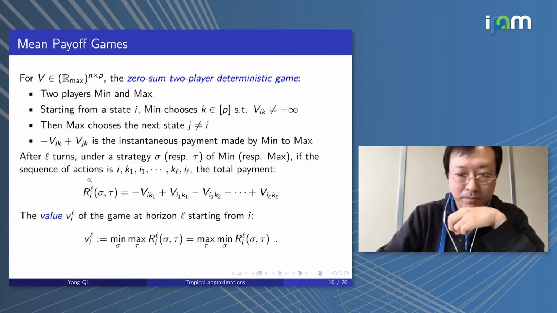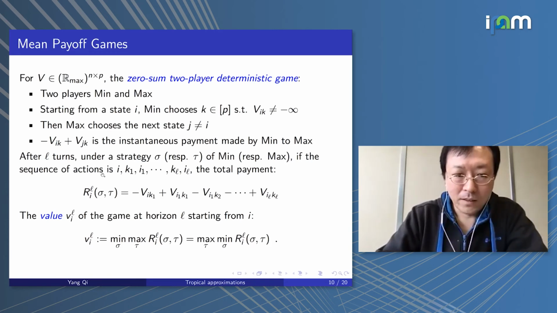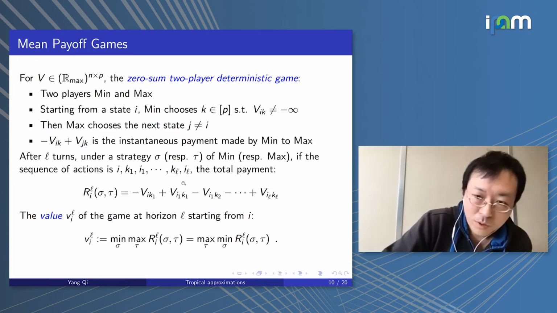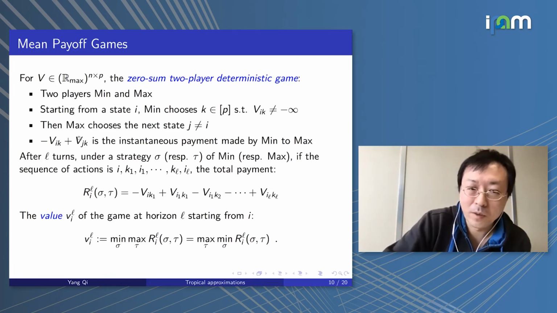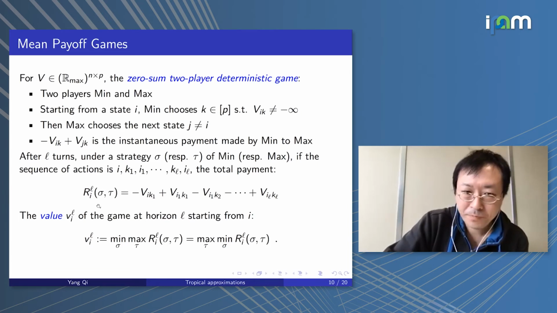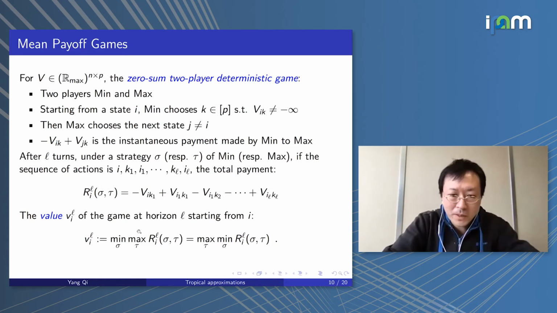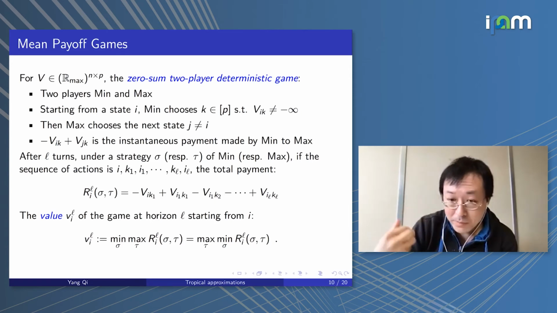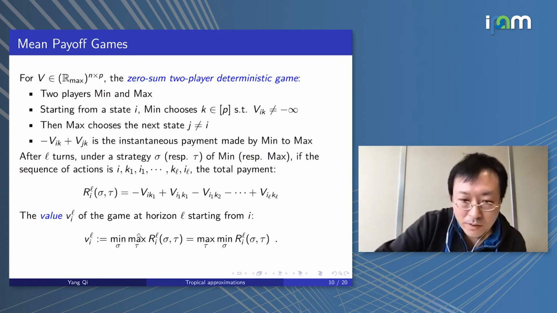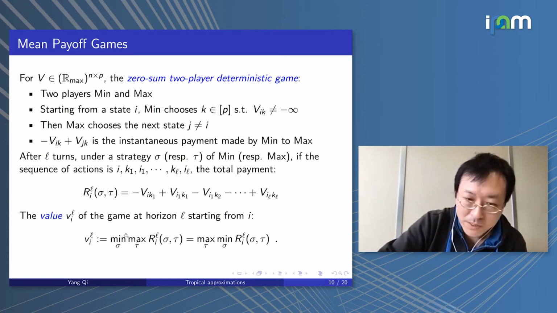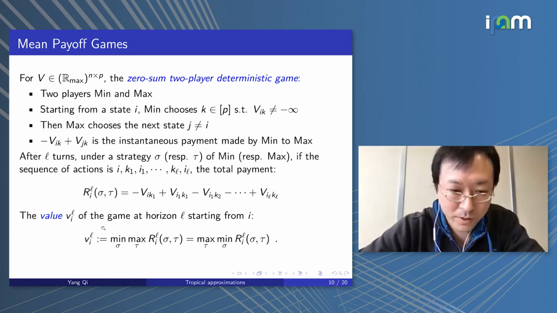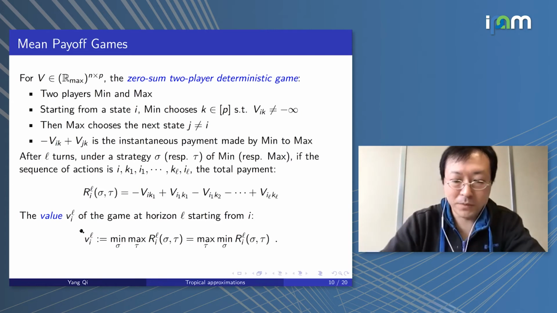So after L turns, let's say they choose the sequence of actions to be i, k1, i1 up to k_l, i_l. In fact, the total payment is just the summation of all the payments in each step. Because player min wants to minimize the payment, and player max wants to maximize the payment, finally, when they reach the agreement, that means we can show min max is equal to max min. When this agreement is reached, this payment is called the value.